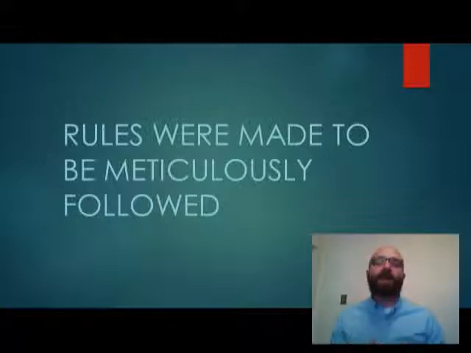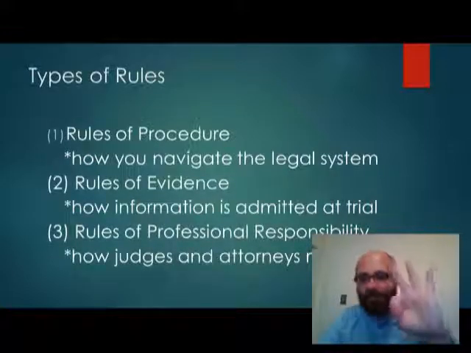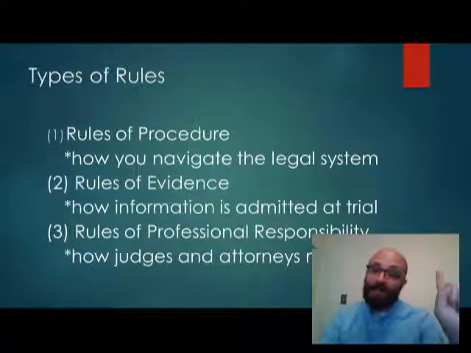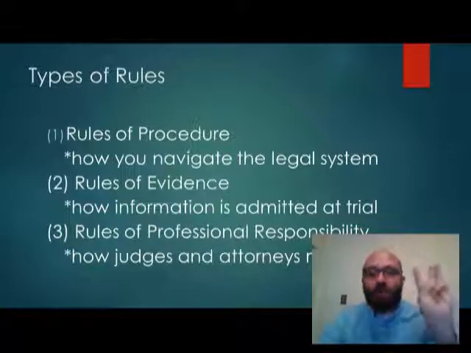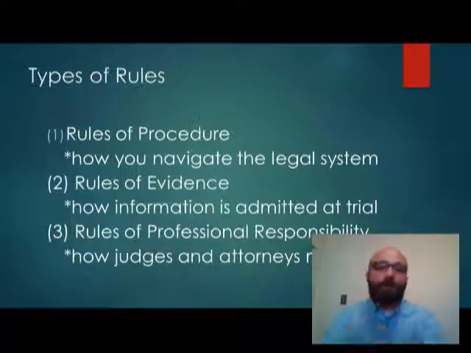And what we're going to be covering is what kind of rules are they, how are they applied, and then more aptly, how do you search them? Because I don't want you to be reading 150 pages of rules when there's a really easy way to put that together that should be able to help you out. Now, there are three different types of rules that we're going to be covering: rules of procedure, rules of evidence, and rules of professional responsibility. Now, rules of procedure are how you navigate the legal system.